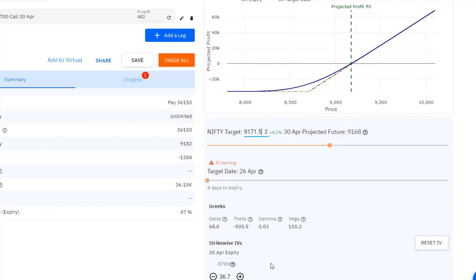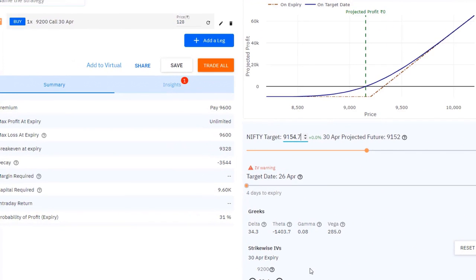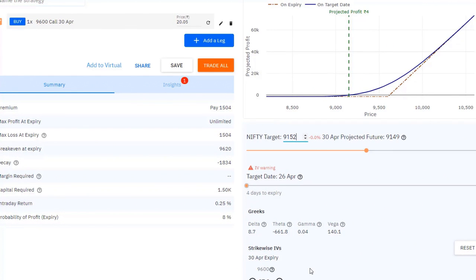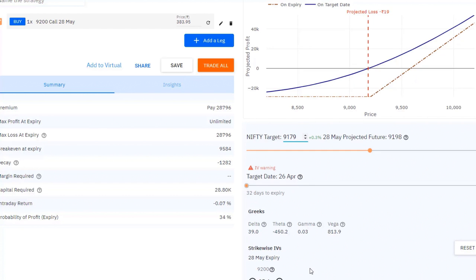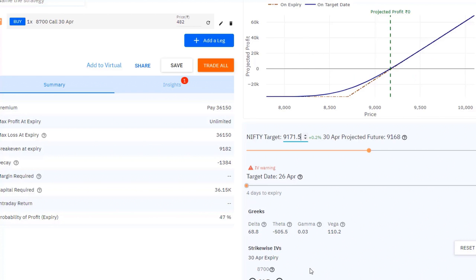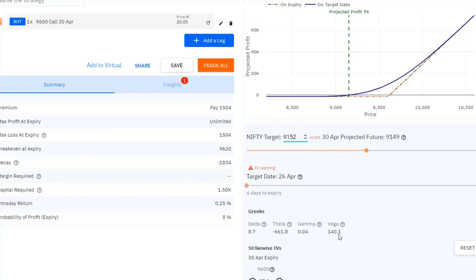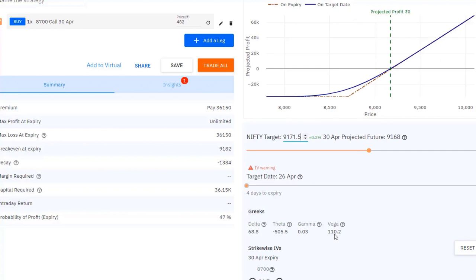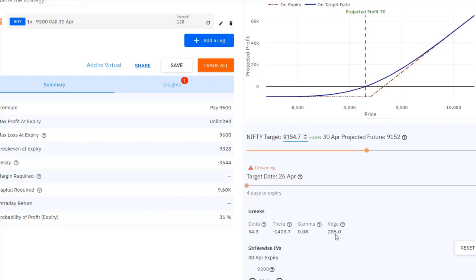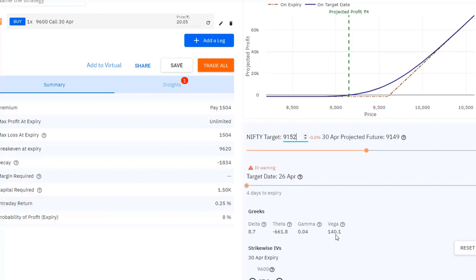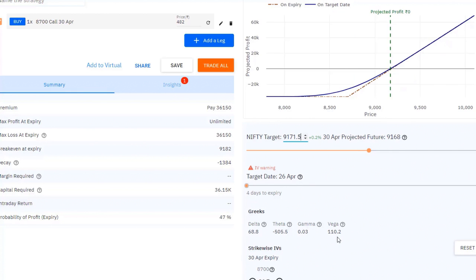So as usual, we have our three candidates: 8700 call, 9200 call, 9600 call, ITM, ATM, OTM, three of them, and then we have our reference next month option. So the Vega of this one is 110, which is okay. I don't know if it's low or high. Okay, this is 285, so this is high, and the Vega of this one is 140. So ITM has low Vega, ATM has high Vega, OTM has low Vega.